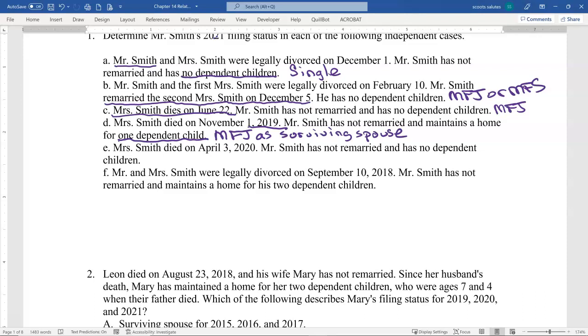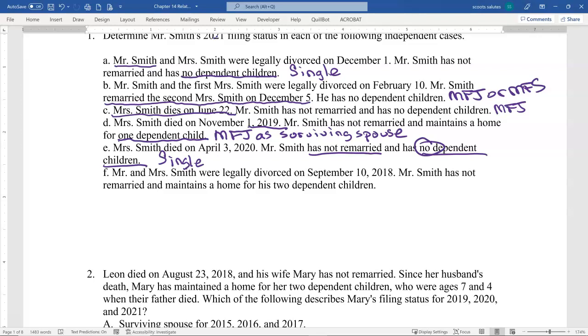In E, it says Mrs. Smith died on April 3rd, 2020. Mr. Smith has not remarried and has no dependent children. That no dependent children is going to be important because it's not the current year. For 2020, if that was the year we were looking at, Mr. Smith would be able to be married filing jointly because it's the current year. Well, you look out 2 years only if there's a dependent from that point. So since there's no dependent, Mr. Smith goes back to being single because he has not remarried and there's no dependent children.